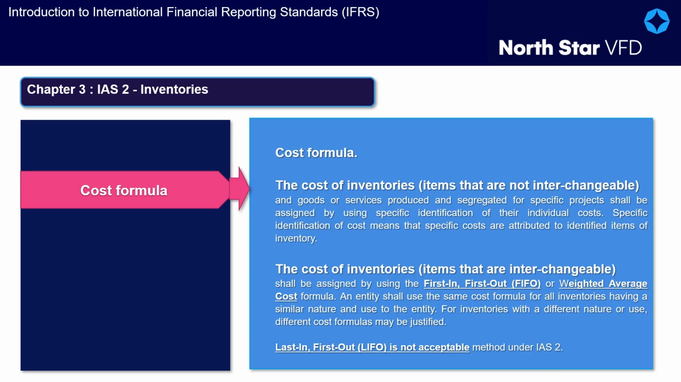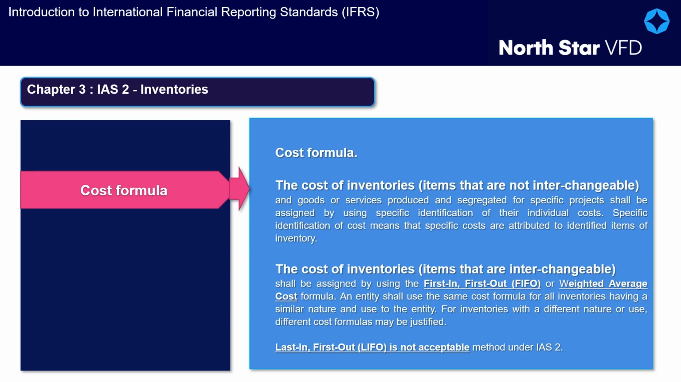Specific identification of cost means that specific costs are attributed to identified items of inventory. In practice, this is a relatively difficult method of valuation, as the effort required does not make it feasible unless there are relatively few high-value items being bought or produced. Consequently, this method is inappropriate where there are large numbers of items that are interchangeable. A specific identification of costs could distort the profit or loss arising from these inventories through the method applied to selecting items that remain in inventories.